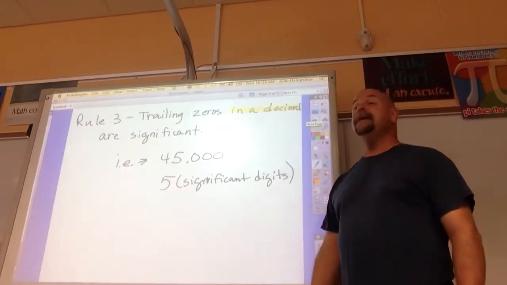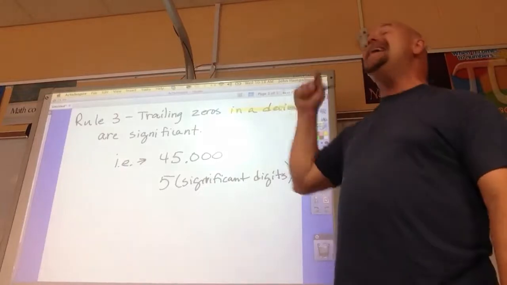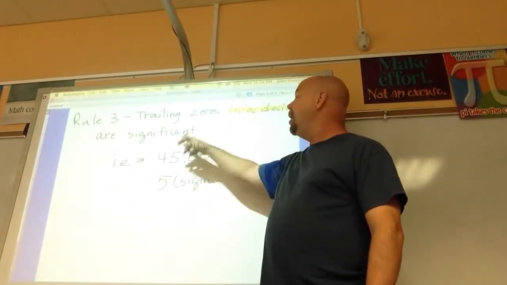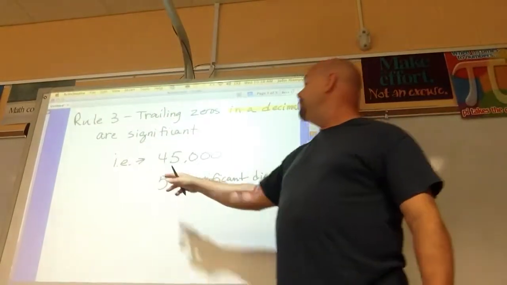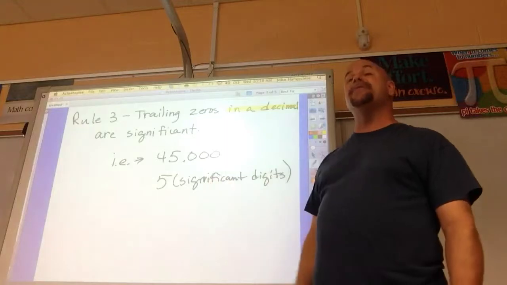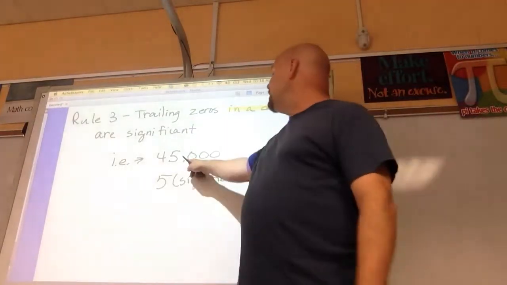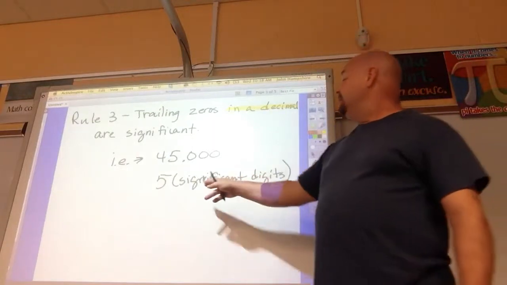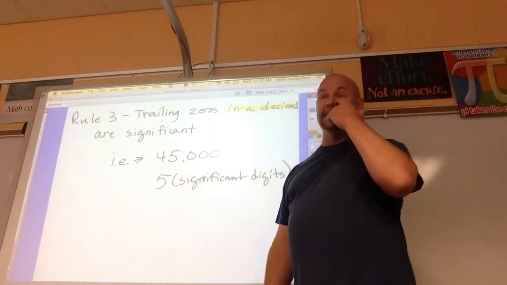Rule 3 says that trailing zeros in a decimal, that's why it's highlighted, it's really important to remember, are significant. For example, 45 and 0 thousandths, those trailing zeros are significant. Therefore, there are 5 significant digits in that one.